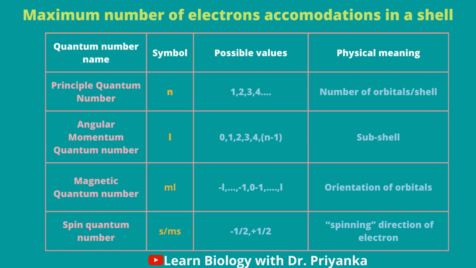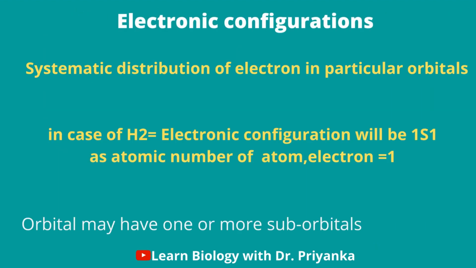Now it comes to electronic configurations. What is an electronic configuration? Electronic configuration is the systematic distribution of electrons in particular orbitals. How can we accommodate electrons in any particular orbital? We can only accommodate them in a systematic manner. So these accommodations of electrons in any orbital are defined by some configurations. These are called electronic configurations. In the case of hydrogen, we see that the electronic configuration will be 1s1, where 1 is the atomic number of the atom, because the number of electrons present in hydrogen is 1.